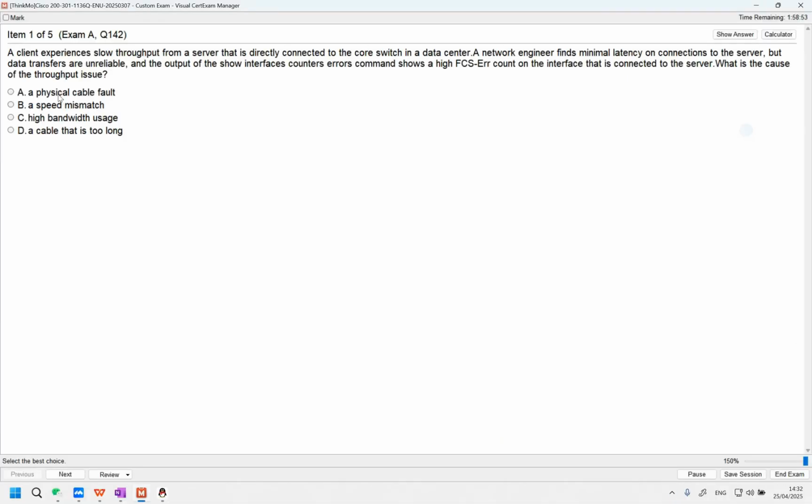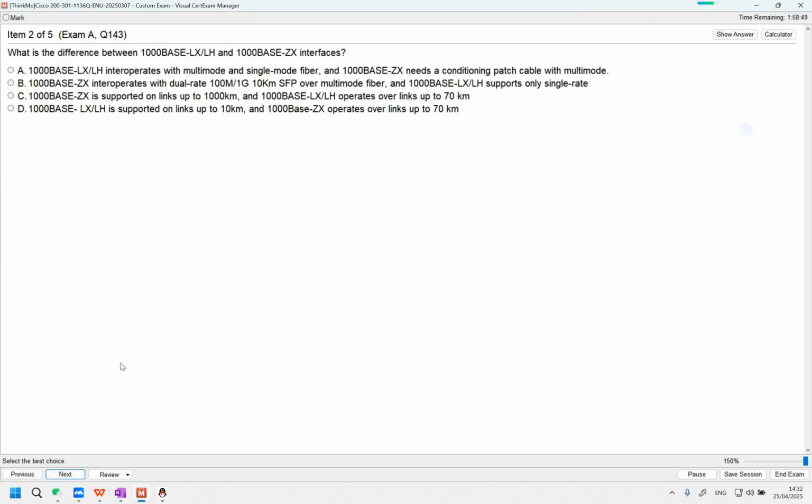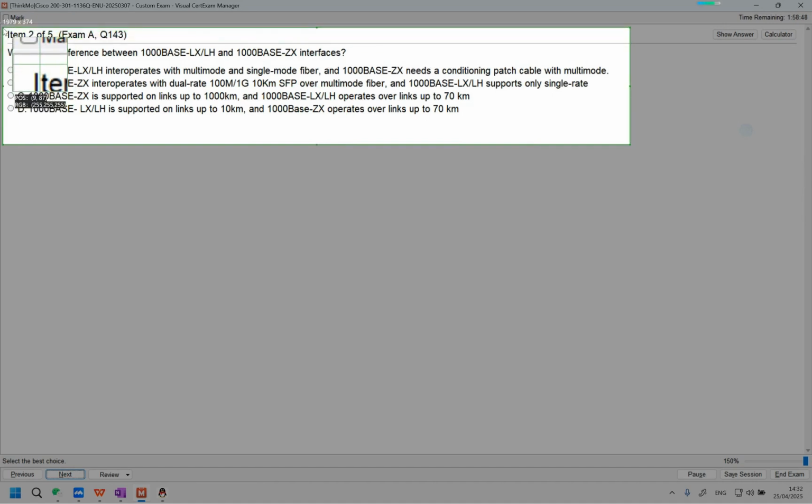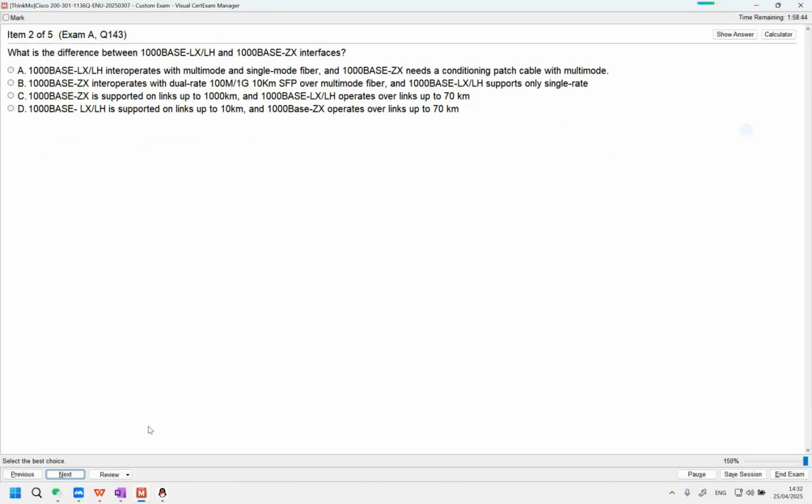Let's look at the correct answer. Choose A. Okay, let's look at the second question. The second question involves the optical transmission medium.